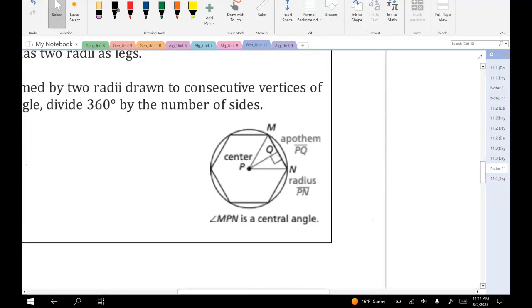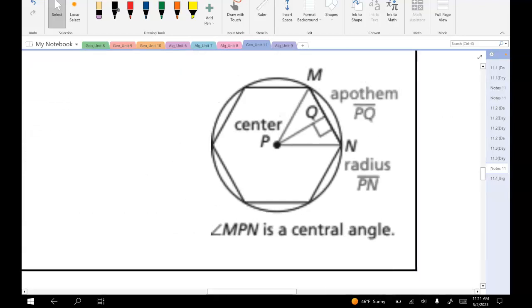So here we have a hexagon, a six-sided shape inscribed inside of a circle. Since it's regular, you could say that all 6 sides are congruent, and since it's regular, all angles will be congruent as well. That's what it means to be a regular polygon.